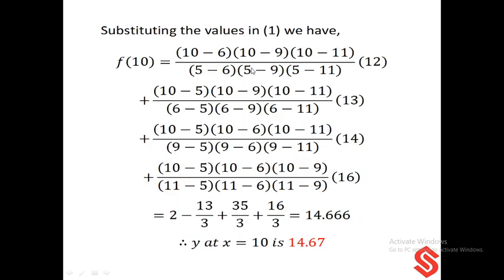So now we substitute the values in equation 1. We know the values of x naught, x1, x2, x3 and y naught, y1, y2, y3. So we substitute and simplify. We get 2 minus 13 by 3 plus 35 by 3 plus 16 by 3, that is equal to 14.666. So therefore y at x equal to 10 is 14.67 approximately.